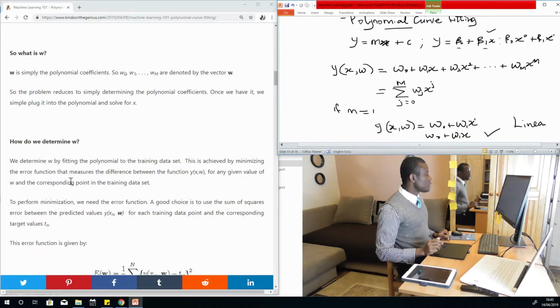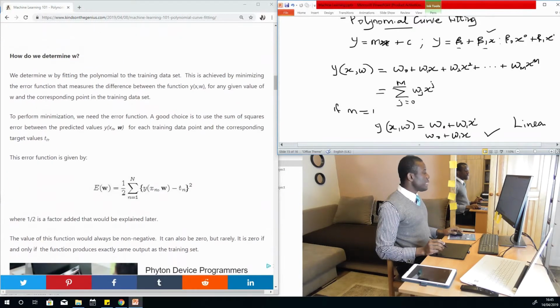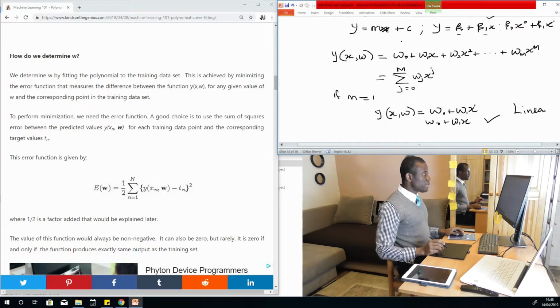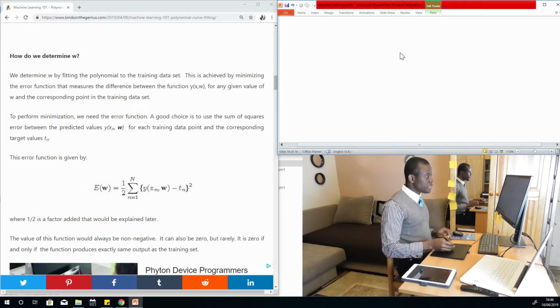To perform minimization, we need the error function, and a good choice is to use the sum of squared errors between the predicted value for each training data point and the corresponding target value tn. Okay, let's simply explain this, because I wanted to spend little time, but now let me just explain it.